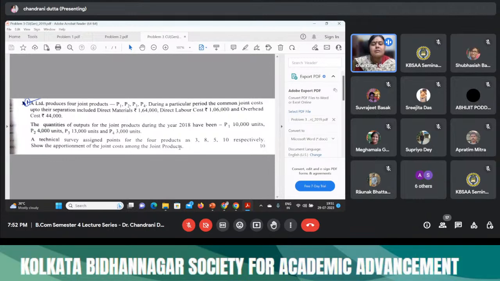Though the method has not been specifically mentioned, follow this method, very well understood that since the points are given, you have to follow the survey method or point value method. So 10,000 into 3 equivalent units for P1, 4,000 into 8 equivalent units for P2, 13,000 into 5 equivalent units for P3 and 3,000 into 10 equivalent units for P4. So once we get the equivalent units, I will find the total joint cost, and based on that I will distribute it. Okay, so let's see the solution.